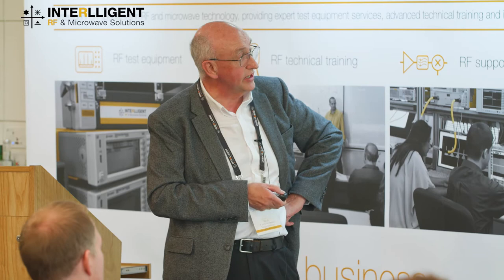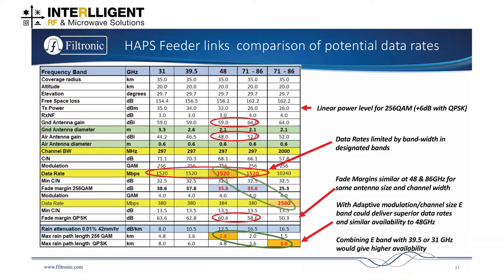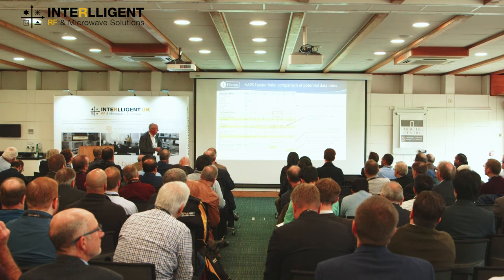And then in terms of rain attenuation, even at 256 QAM on the rain path length there at 48 gigahertz is around about 2 kilometers. If we drop the E-band down to QPSK, then we get a 19 dB improvement in carrier to noise ratio, and therefore you get a similar sort of margin and similar data rate. So I thought that was quite interesting.